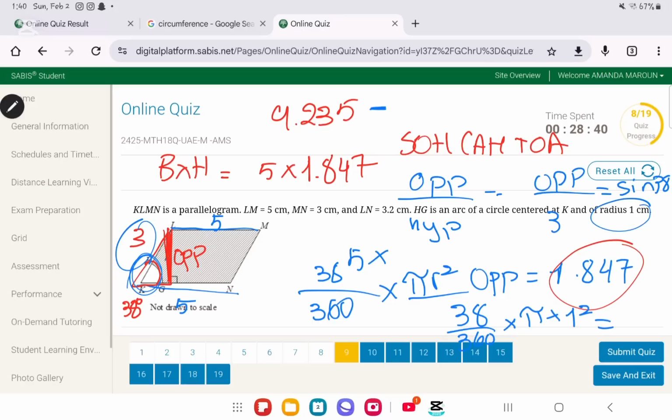You can put it on your calculator: 38 over 360. If you want to find pi on your calculator, you can do shift and then the 10 to the power of x button, and you are going to find pi, times 1 to the power of 2. You are going to get an answer which is approximately 0.33. So you're going to subtract 0.33 from 9.235. 9.235 minus 0.33, we will get an answer of 8.905. So we round it approximately, it's going to be 9.